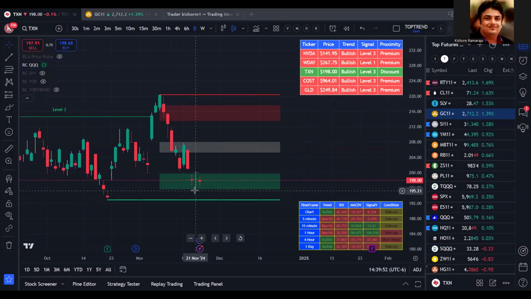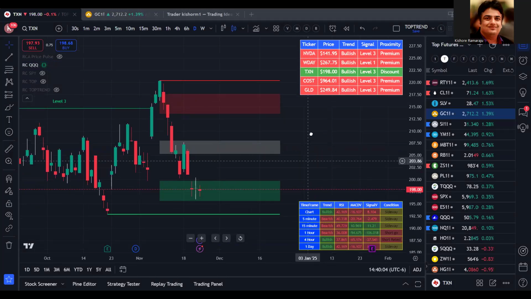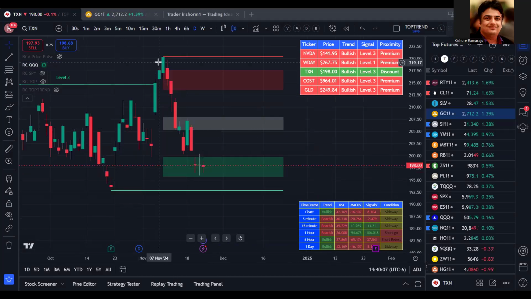So in daily, what do you think can happen to TXN? By looking at this, right, there is a high possibility for it to go up, right? Because it came all the way down, right? From nearly $220, it came to 198, nearly 10% down, right? It is telling that TXN is looking bullish and it is in a discount zone.